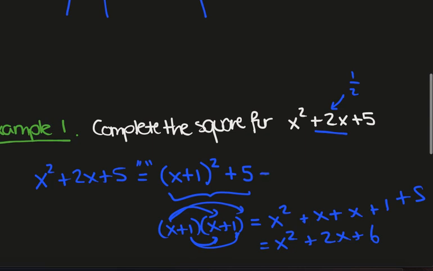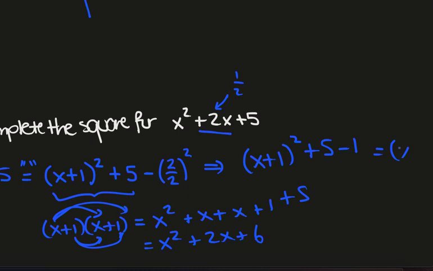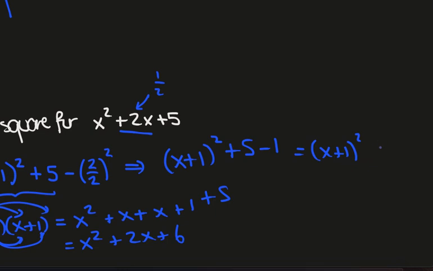So what we need to do here is subtract the error term, and that is going to be (2 over 2) squared. So we take this coefficient, divide by 2, and square it. And so what we have now is (x plus 1) squared plus 5 minus 1 squared, which is just minus 1. And so I get (x plus 1) squared plus 4. And that's the turning point form.